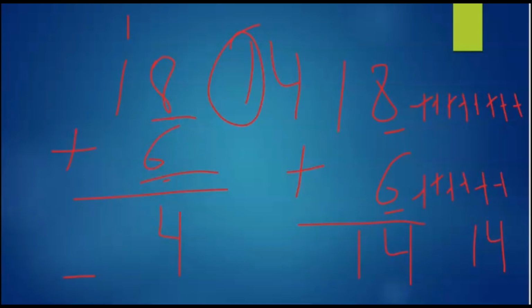Now let's move on to the left side, which is 1 here and 1 up here. So simply all you're gonna do, you're gonna count these two numbers, 1 plus 1, which is 2. So that is your total. 18 plus 6 is 24.